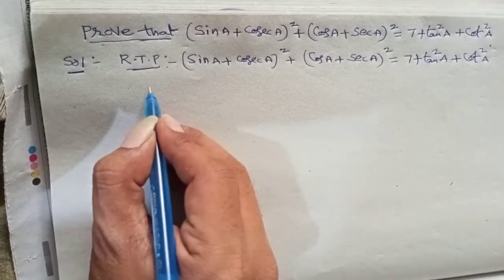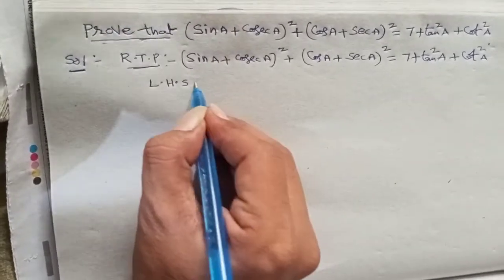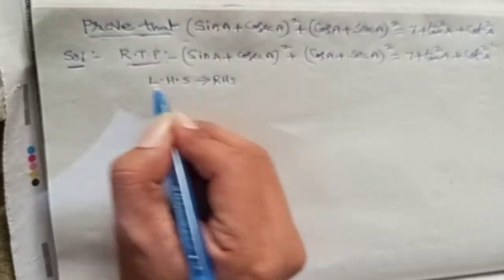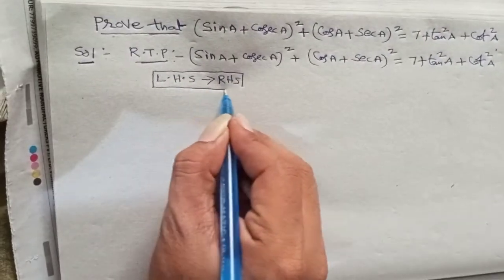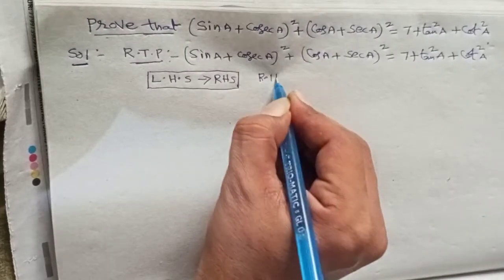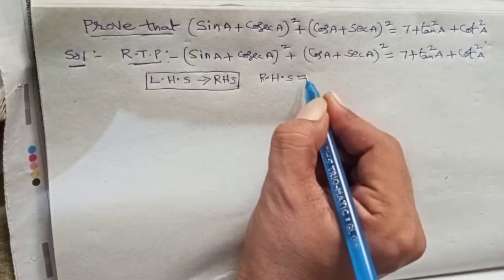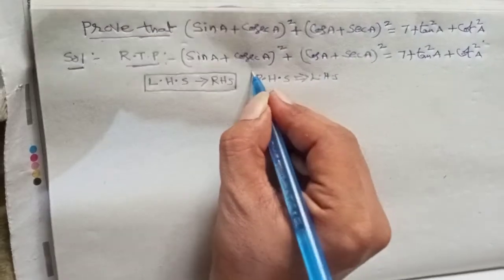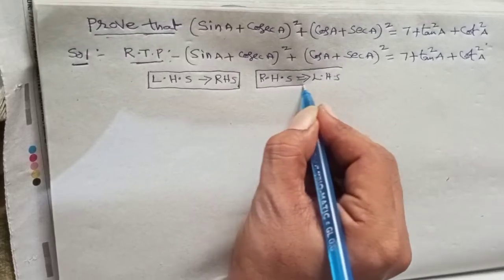The first method is you have to consider LHS, and by simplifications you will try to get RHS. This is method 1. Then we have one more method. You have to consider RHS, then go through the simplifications, you will try to get LHS. These are the two methods to prove show that.